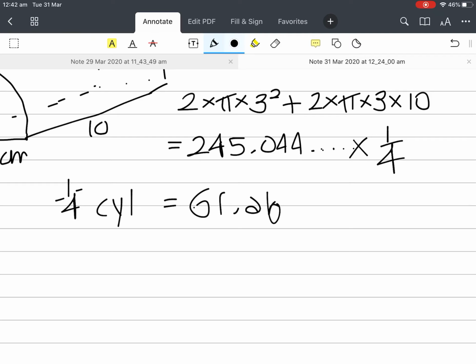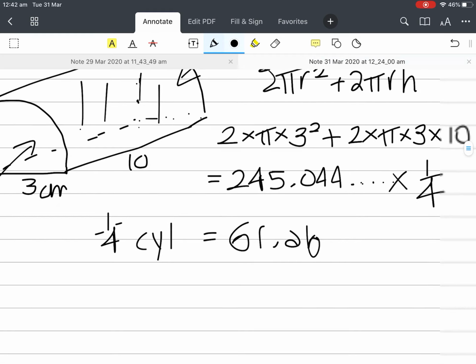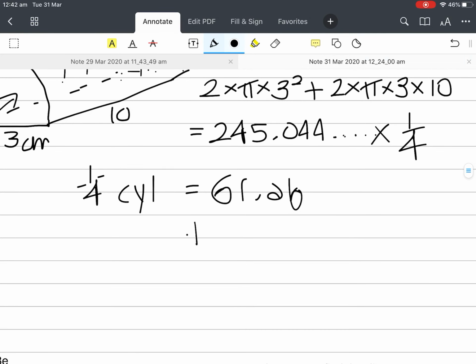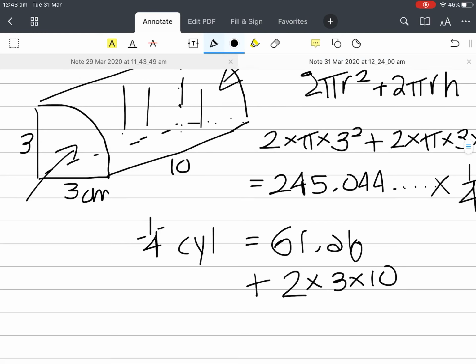So that is just the outside of the cylinder bit, this section and the 2 circles. But as you know, I've got 2 rectangles yet to work out. So what I need to do now is add on the 2 rectangles. If you have a look, the 2 rectangles are both 3 on the side and they both have a length of 10. So I'm going to go 2 lots of 3 times 10.